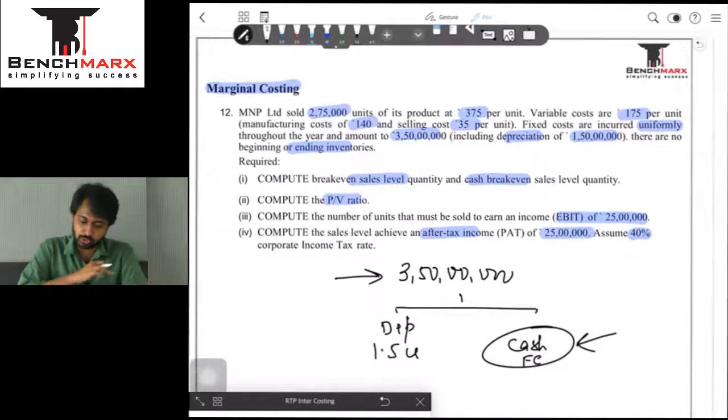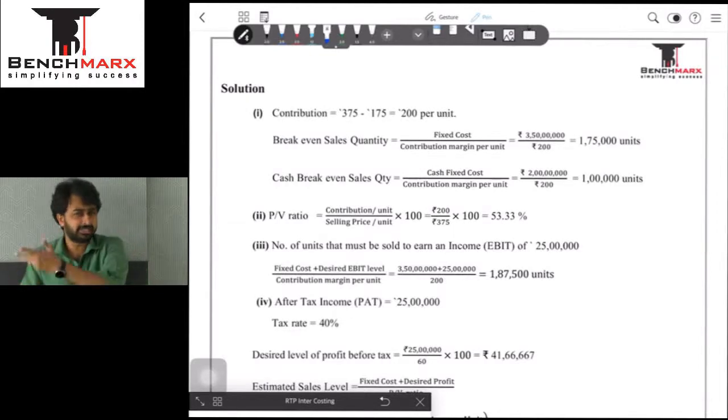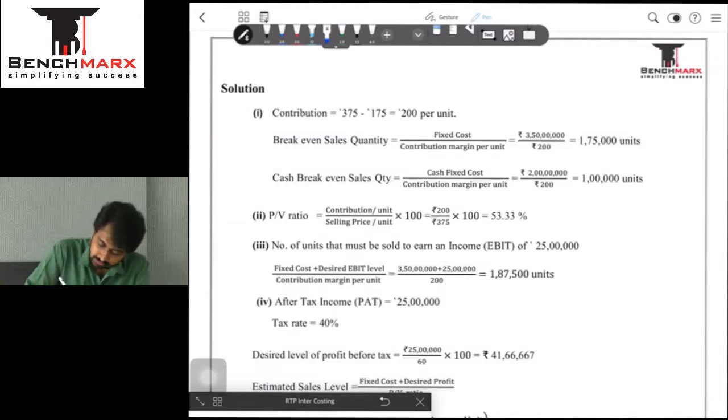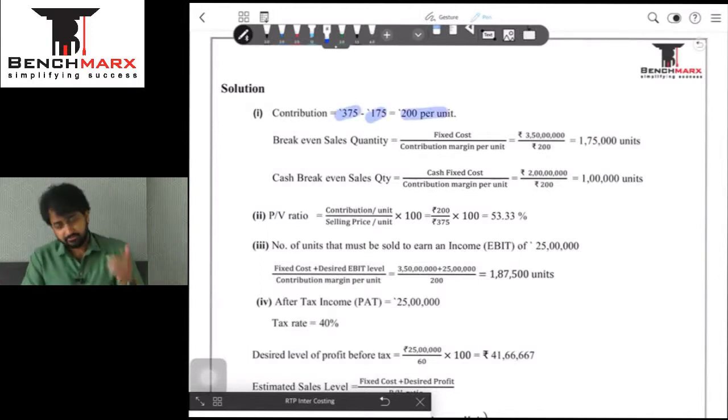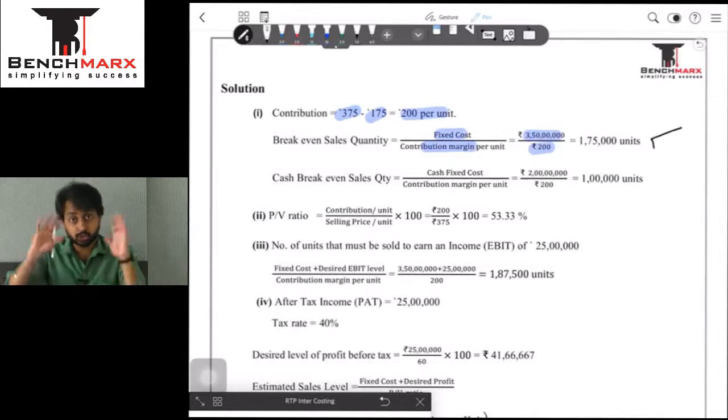So let us start. Let us first find the small details of VC, SP, contribution, all of this we will need anyway. So SP 375 was given, VC 175 was given. We have found the contribution per unit. Fixed cost upon contribution per unit will give me break-even point in terms of number of units, and fixed cost upon PV ratio will give the BEP in sales value, rupees. Okay. Now break-even sales quantity is FC upon contribution per unit. 3.5 crore is given. 200 we have found above. I have got the break even point in number of units using the total fixed cost.